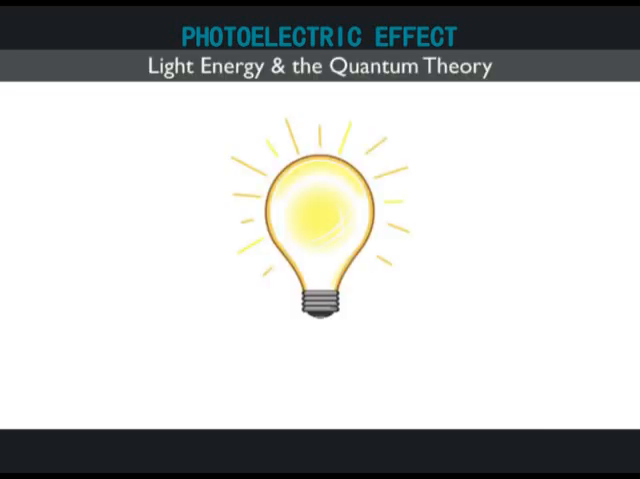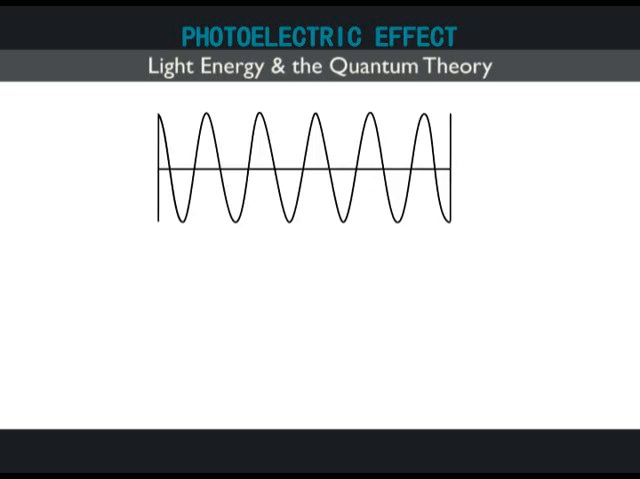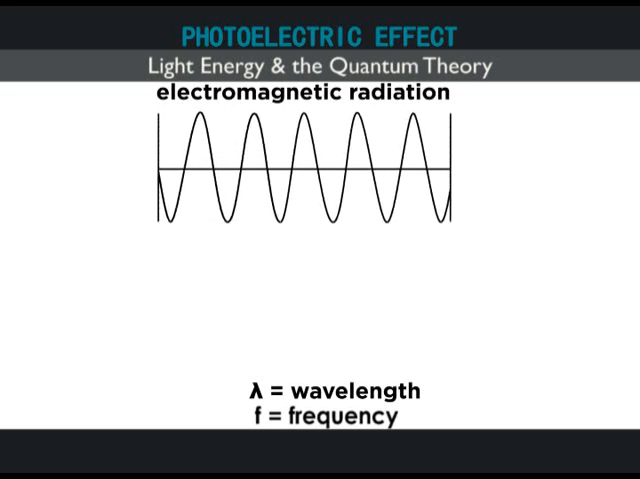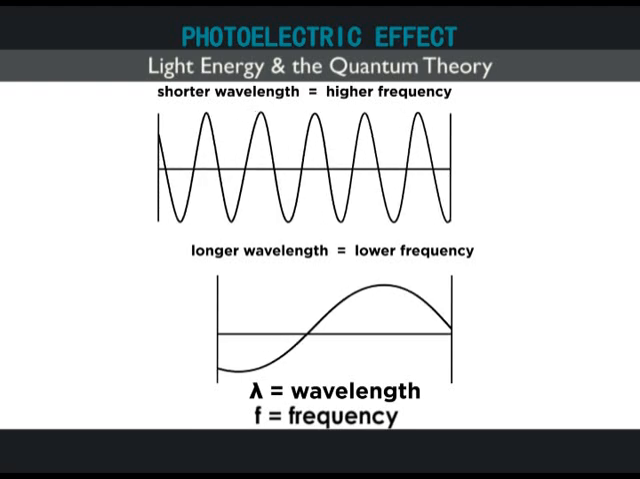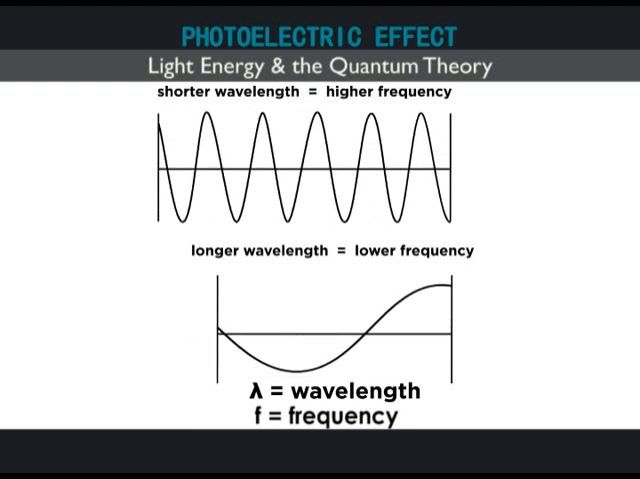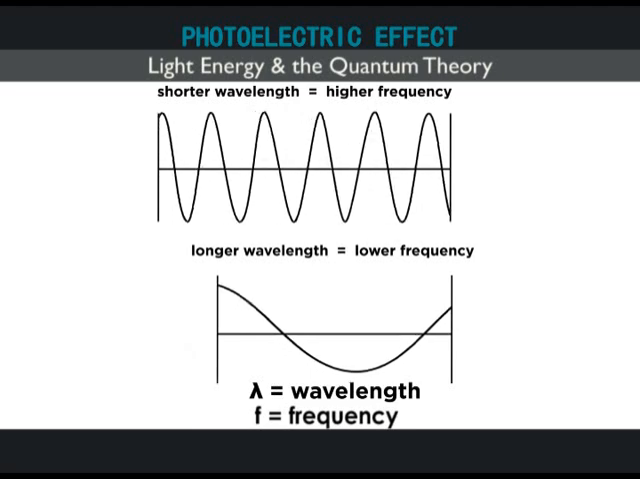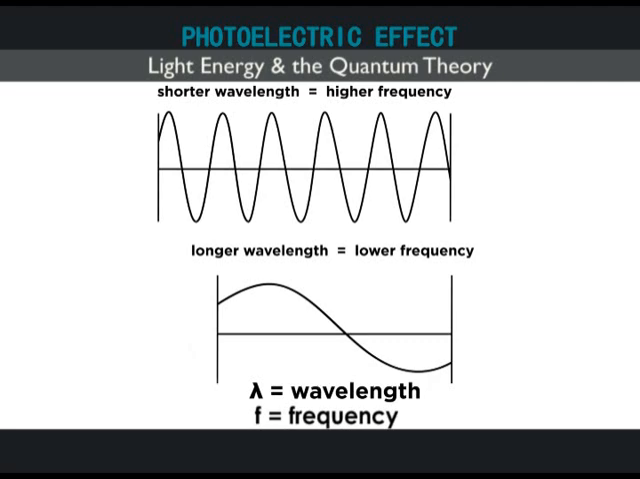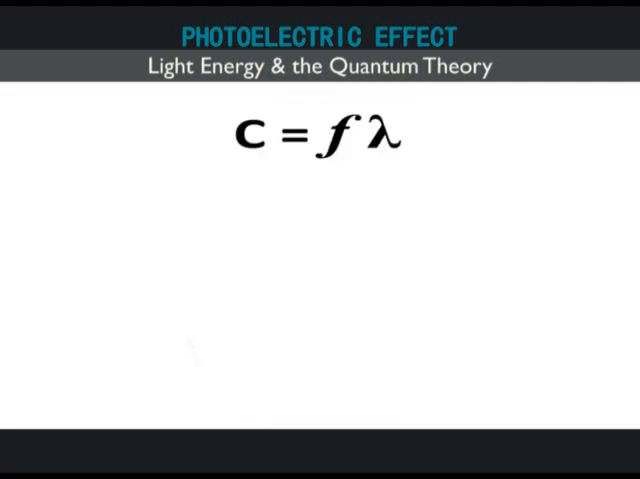So, up until now, we have known light to behave as an electromagnetic wave. It is therefore also called electromagnetic radiation. Light waves have both wavelength and frequency, that is the number of cycles passing through a point per unit time. They are inversely proportional, since the shorter the wave, the more of them that can go by per second, resulting in a higher frequency. These variables are related by the formula c is equal to f lambda, where c is the speed of light, about 300 million meters per second.